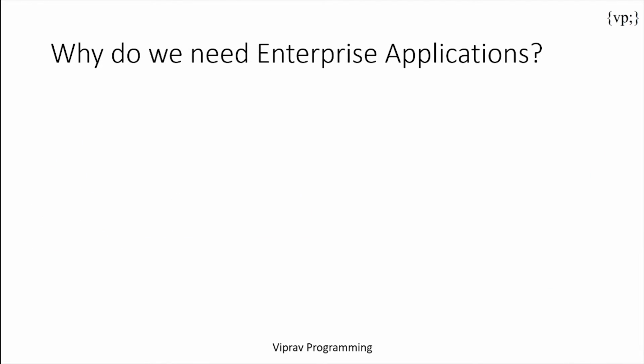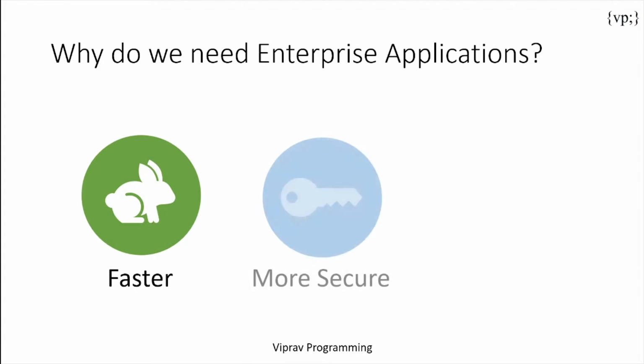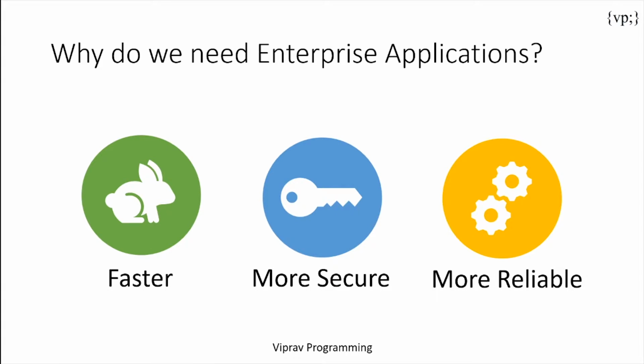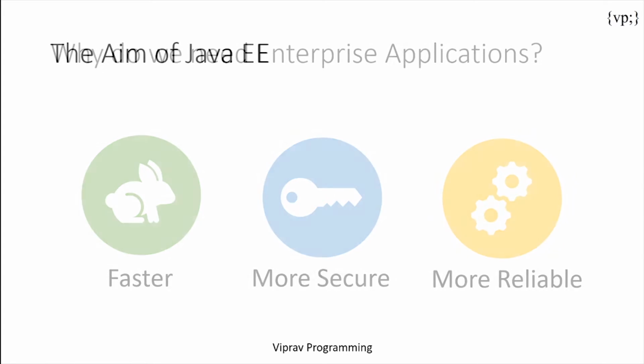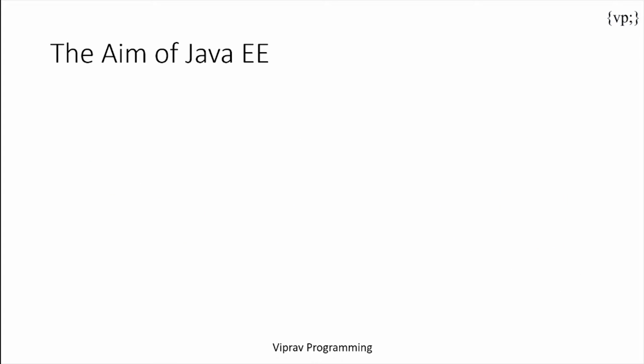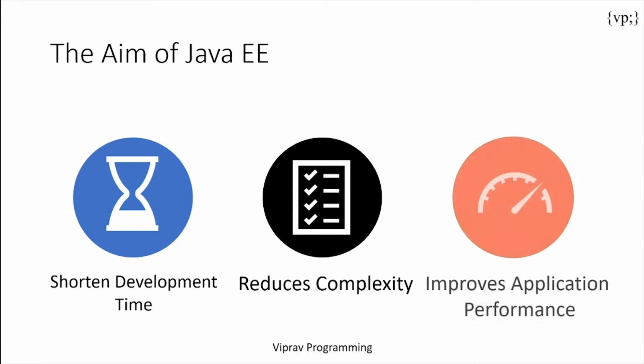So why do we even need Enterprise Edition applications? In the business world, there is a realization that a faster, more secure, and more reliable server-side technology is needed for an ever-growing market. This is what Java Enterprise Edition provides. The aim of Java EE is to give developers APIs to help make their work easier. APIs shorten development time, reduce complexity, and improve application performance.